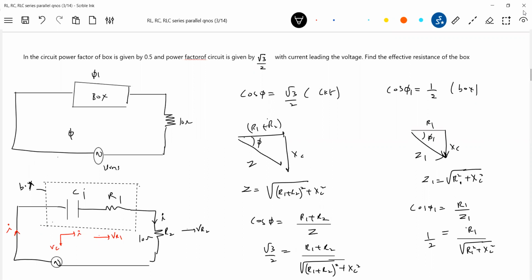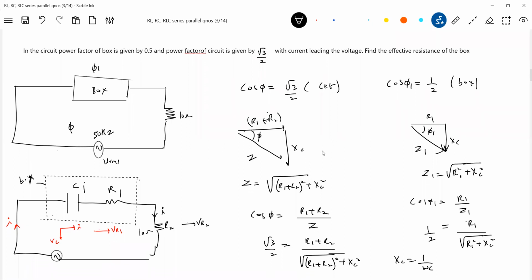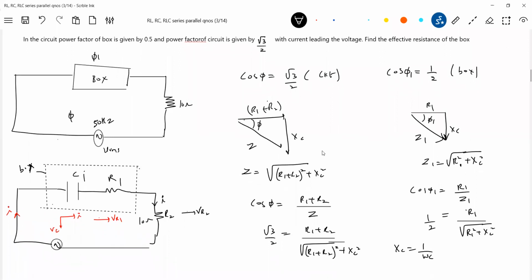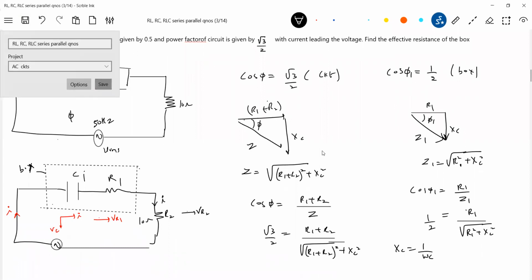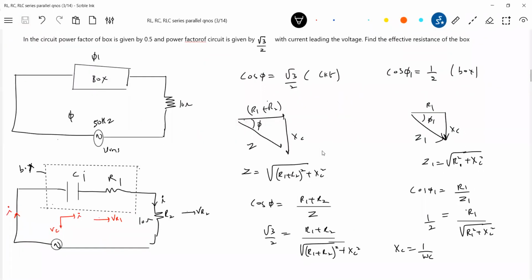If I give some frequency, I can bring even C also. If I say 50 Hz, I can find C also. What is XC? XC should be equal to 1 by omega C. You must be careful about questions of this kind. You work out, so solve this.